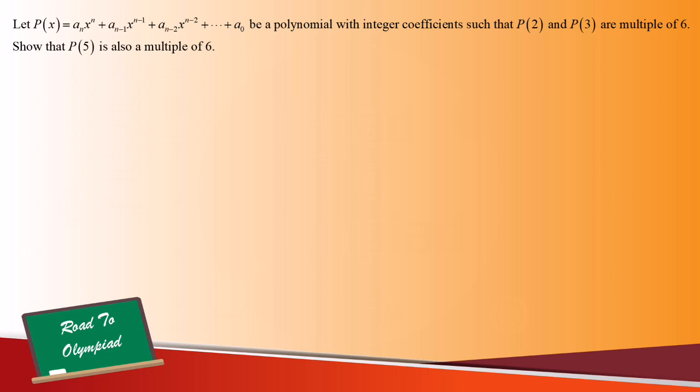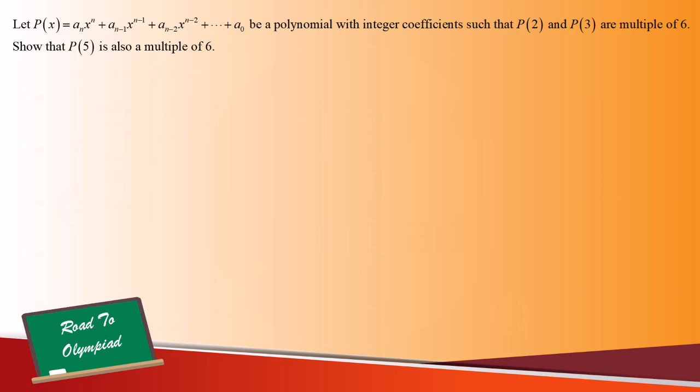Welcome to RTO. Consider the following problem. Let P(x) equal a_n x^n plus a_(n-1) x^(n-1) plus a_(n-2) x^(n-2) until a_0 be a polynomial with integer coefficients such that P(2) and P(3) are both multiples of 6. Show that P(5) is also a multiple of 6.